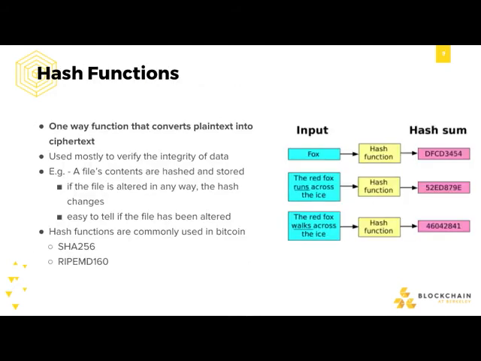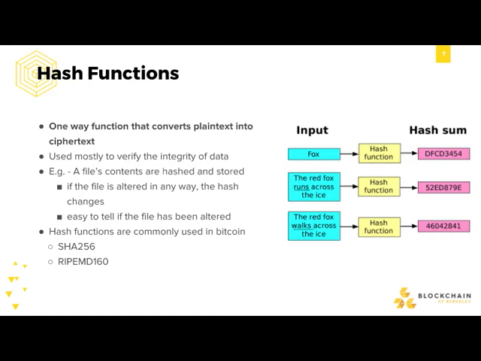Now, the other type of cryptographic protocol that we'll be focusing on is hash functions. As I mentioned before, hash functions are one-way functions that convert plain text into the ciphertext. A hash function is used mostly to verify the integrity of the data. So if you have some data that you want to hash, you run it through the hash function, and you come out with the hash, or the hash sum. And if you change the data even a little bit, then the hash of that data will completely change.